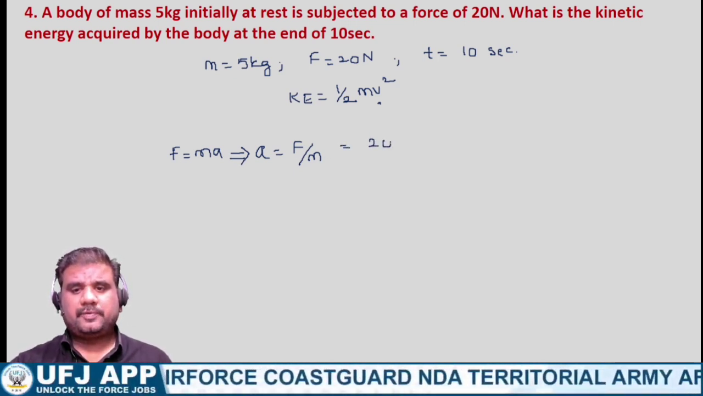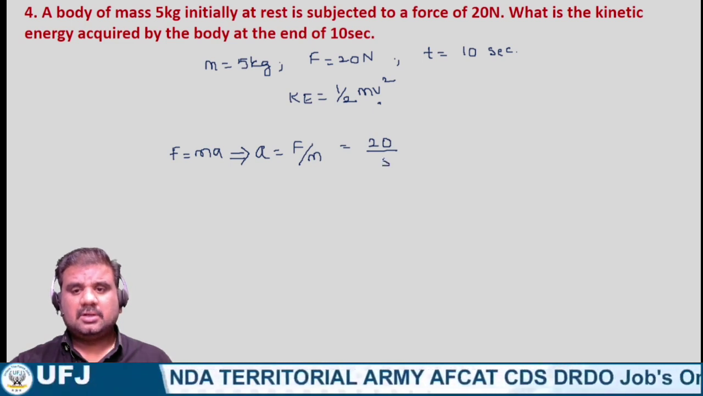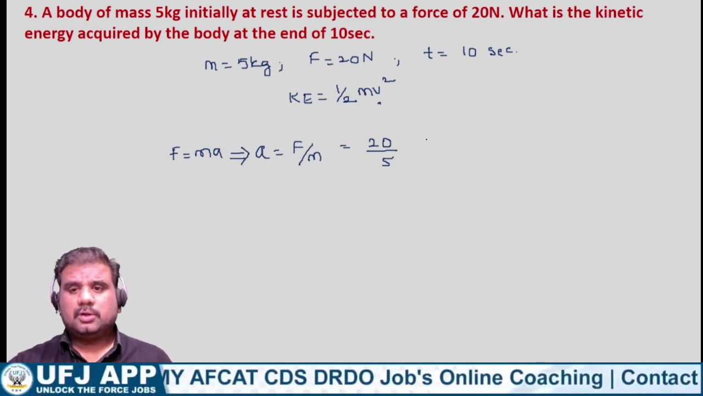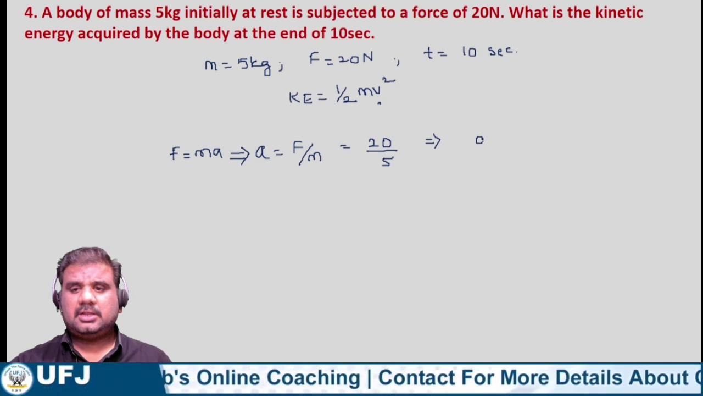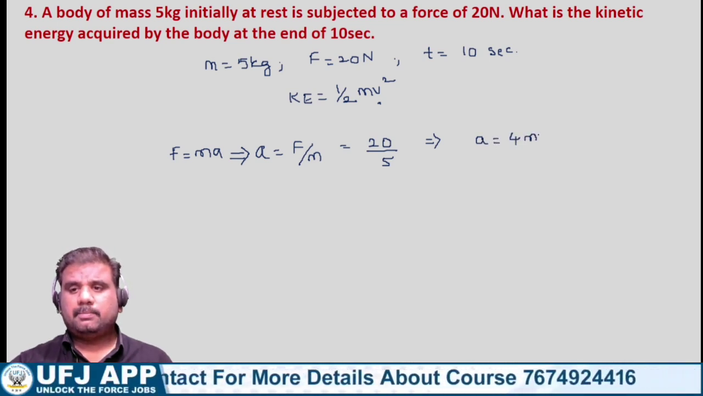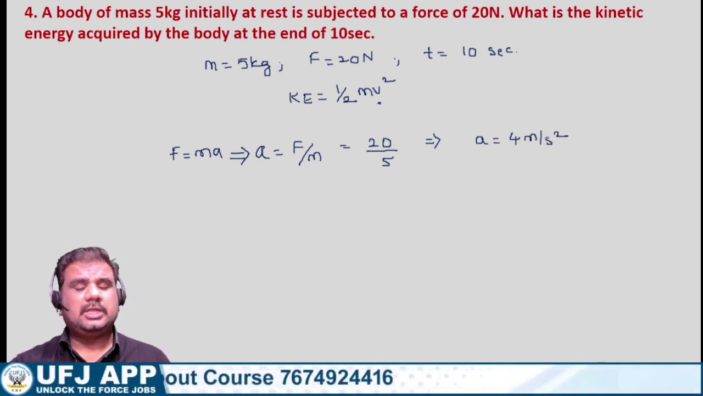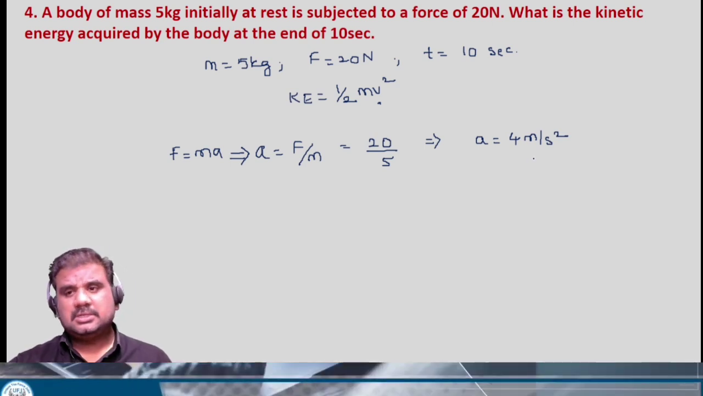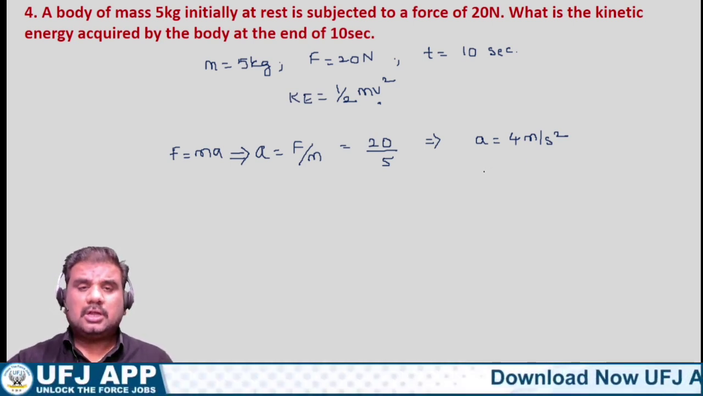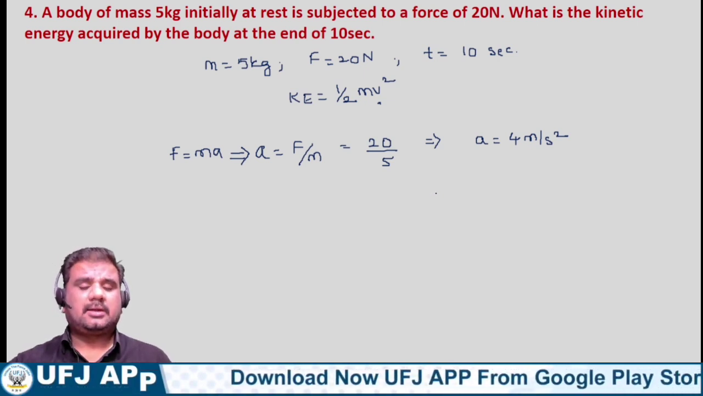What force is given? 20 newtons. What is the mass? 5 kgs. So based on this, you can write that A equal to 4 meter per second square. A equal to 4 meter per second square. This is acceleration. Now we need to calculate the value of V.